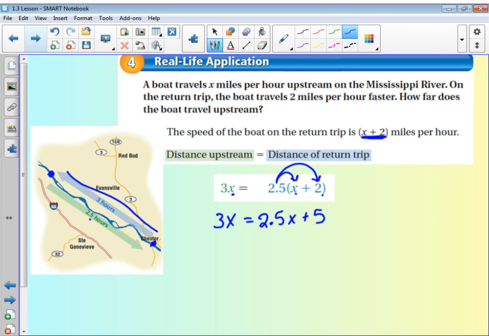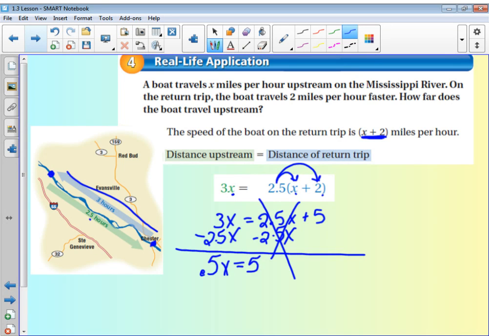Okay, so now let's get the x's to one side. All right, so we're going to go minus 2.5x to get rid of it. So minus 2.5x. We get 0.5x here equals 5. Okay, if you're not comfortable with decimals, pull your calculator out if you need it. So I'll divide by 0.5 to get x by itself. So 5 divided by 0.5 is going to give us 10. So in other words, x equals 10, and x was representing the miles per hour.